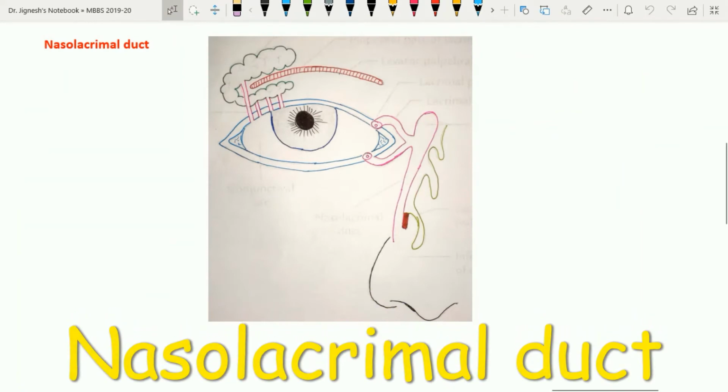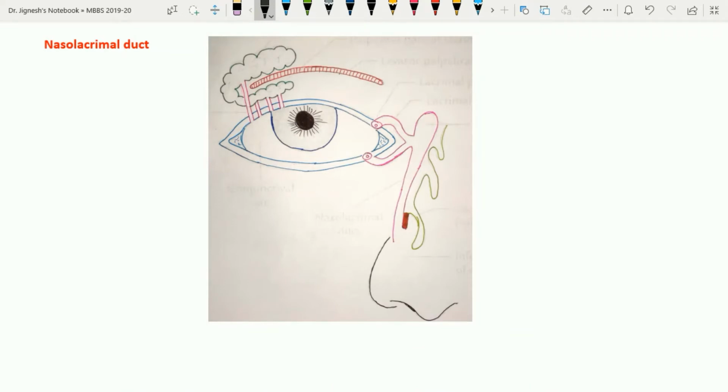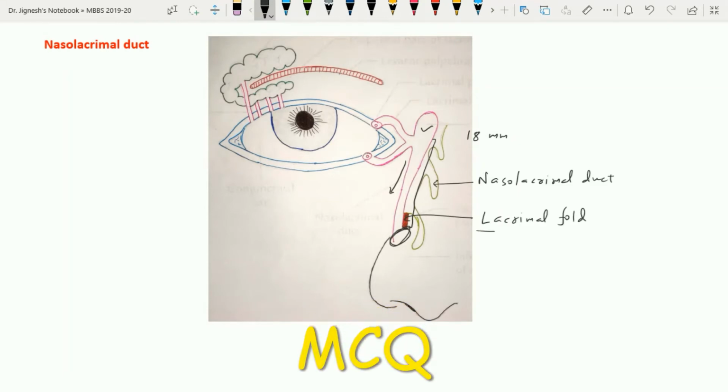Now let's see the last part of this lacrimal apparatus, that is the nasolacrimal duct. This nasolacrimal duct is a membranous canal which is around 18 mm in length, which extends from the lacrimal sac to the inferior meatus of the nose. It passes downward, forward and laterally, and opens into the inferior meatus of the nose, where it is guarded by one valve, called the lacrimal fold, or the valve of Hasner.